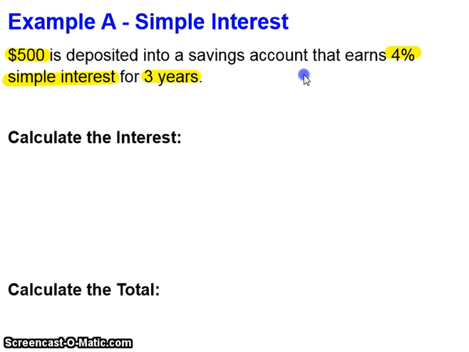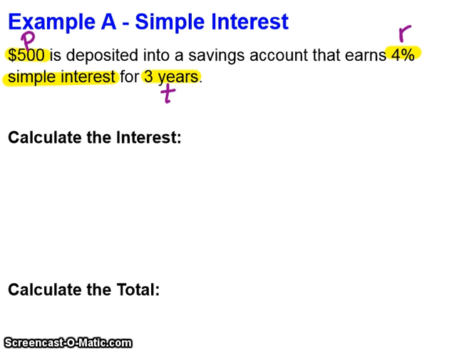On top of what I already highlighted, I want to write down the letters that they represent. My principal is the 500. That's what I'm giving to the bank. My 4% is my rate. And my 3 years is my T for time.